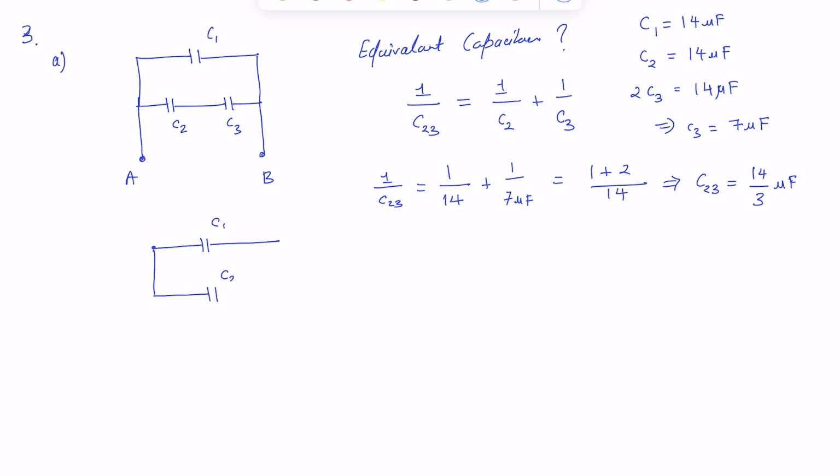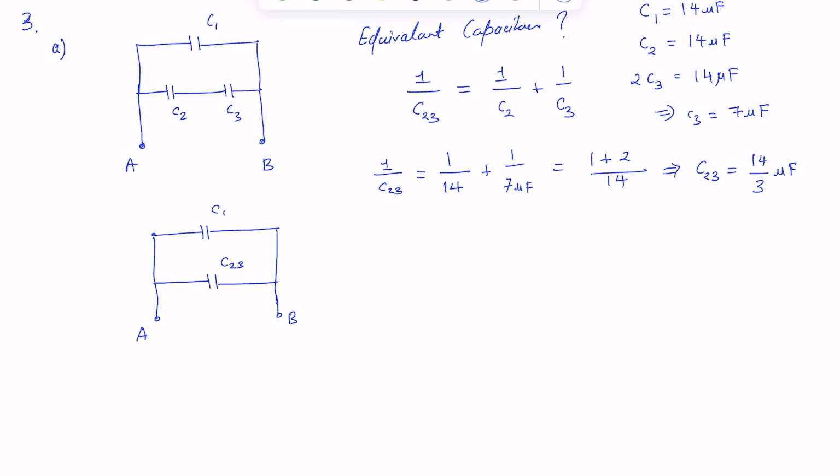Okay, so that means our new circuit diagram is now this guy C1 in parallel with this guy C23, and you've got some potential difference between A and B. Now the next step is to recognize that C1 and C23 are in parallel. So to calculate C123, which is the equivalent capacitance of C1 and C23 being in parallel, you just add them together. So it's going to be 14 over 3, that's C23, and C1 is 14.